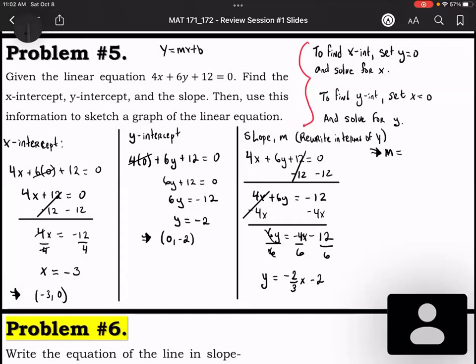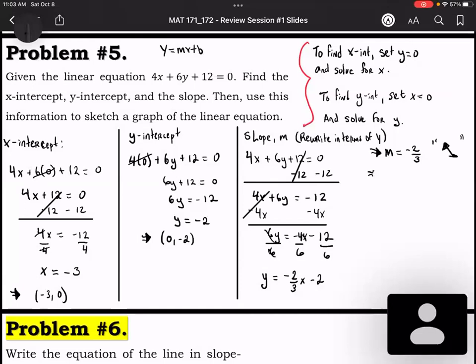M is equal to negative 2/3. Now, with the slope being negative 2/3, what does that imply about the line? Will the line be increasing or decreasing? It's decreasing. So I'm just going to put this in quotes. We should draw a line that's essentially decreasing.